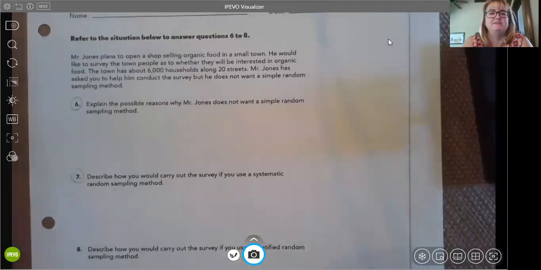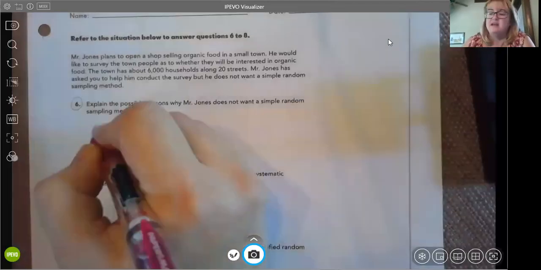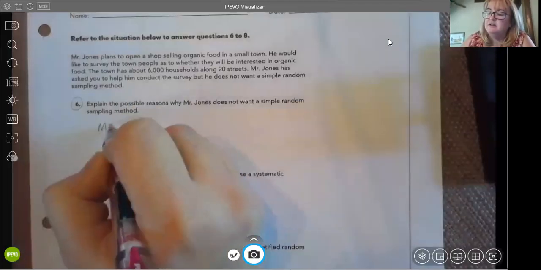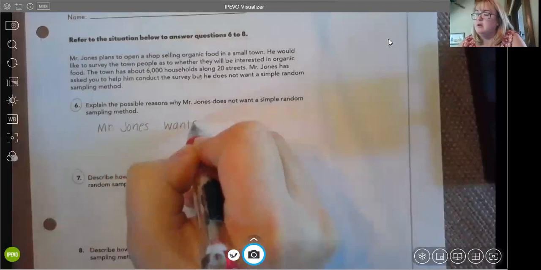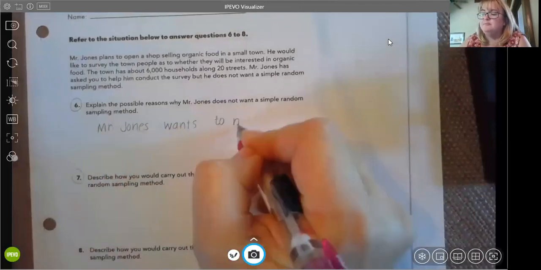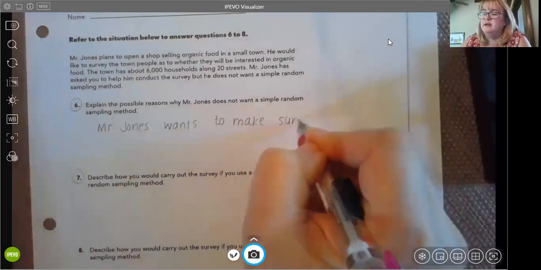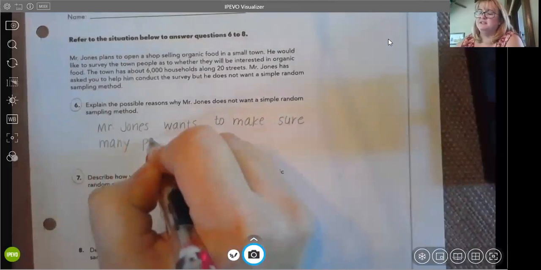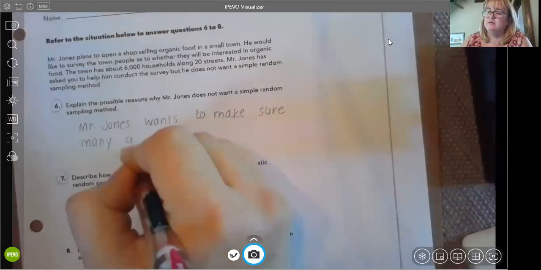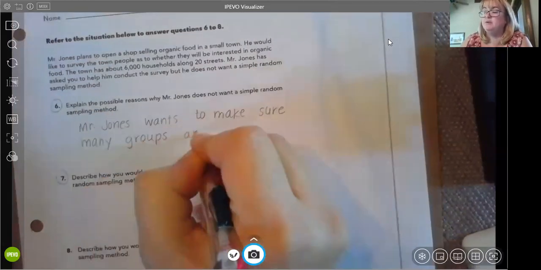I would think he wants to make sure that every population is represented, or he wants to make sure that certain populations are represented. So instead of being random, Mr. Jones wants to make sure that many populations, or let's not say populations, let's say groups, many groups are represented. That could be one reason.